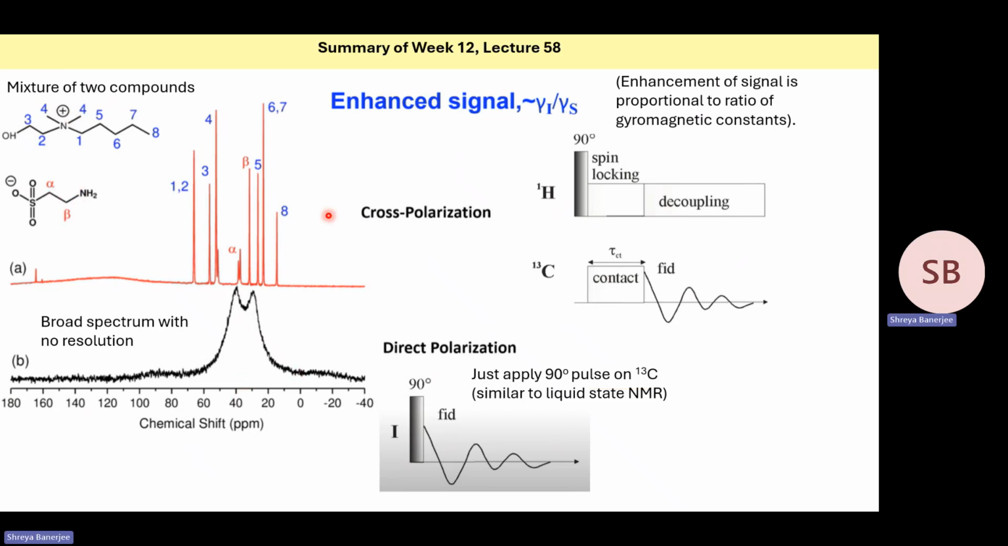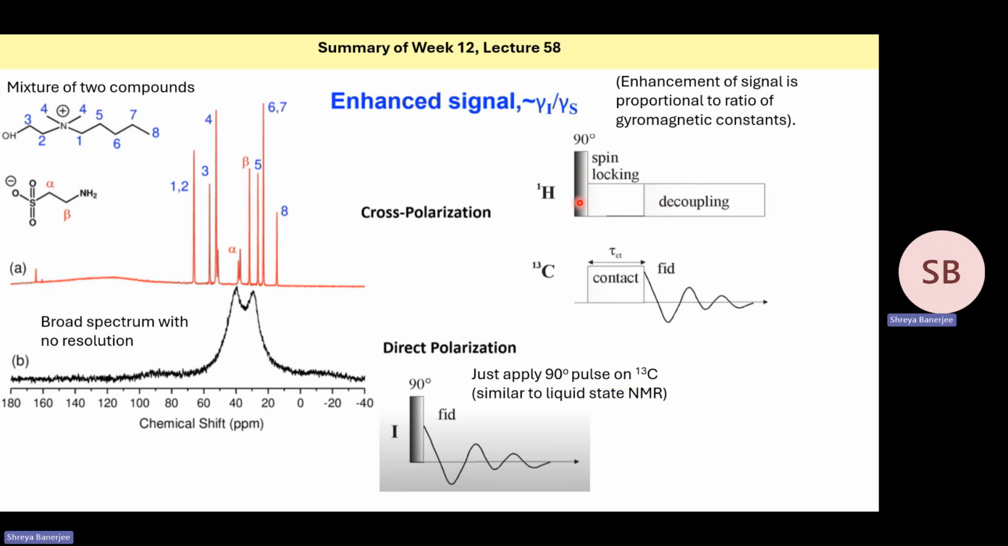But if you do cross polarization, what happens is that you first excite hydrogen, then there is a portion of the cross polarization pulse sequence where the polarization is transferred from hydrogen to carbon, and then the detection is on carbon after decoupling the hydrogen.